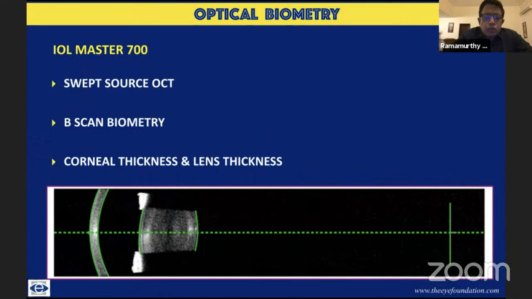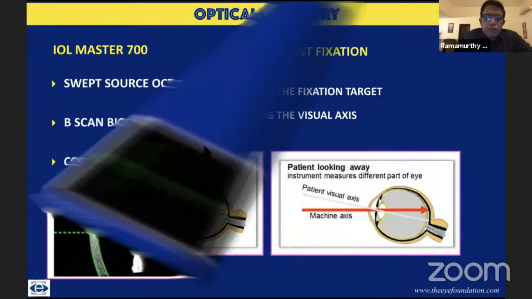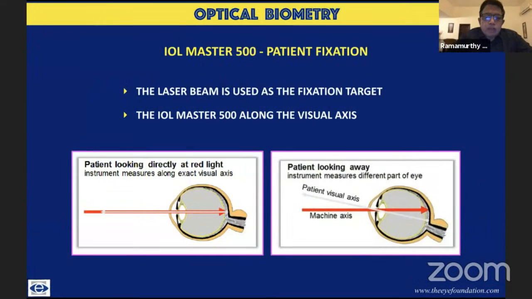Because of the Swept-source OCT and the B-scan biometry, which is integrated, both the corneal measurement as well as the lens thickness are reliably reproduced by these two instruments. Let's look a little deeper into these features. With the IOL Master 500, the patient had to look directly at the red light, and that's the reason we thought that it is most often concentrated on the visual axis.